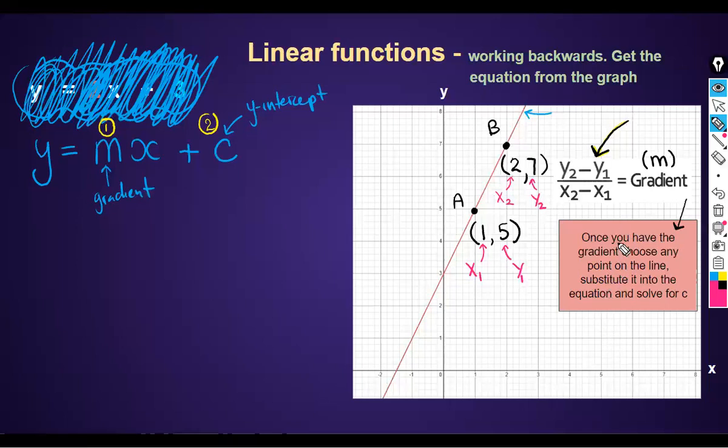All we have to do now is throw it into this formula here. So I'm running out of space here. So I'm just going to put M for gradient here, right? You think you all could work out the gradient for me? Replace y2 with how much? 7. Replace y1 with 5, right? x2 with 2 and x1 with 1.